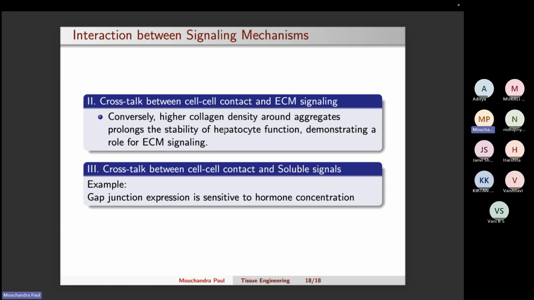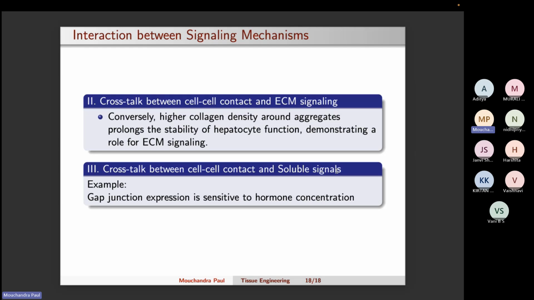In the third case, there can be a crosstalk between cell-cell contact and soluble signals. This example is not for a particular type of cell, but rather it says that the gap junction expression, meaning the proteins responsible for forming the gap junction, is more sensitive to the hormone concentration.